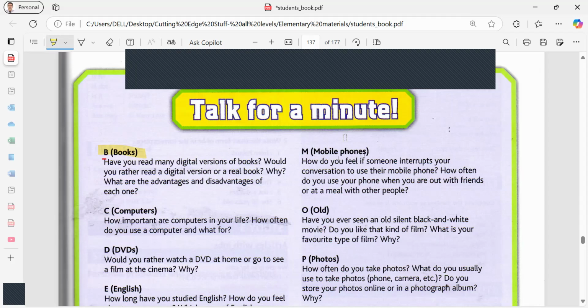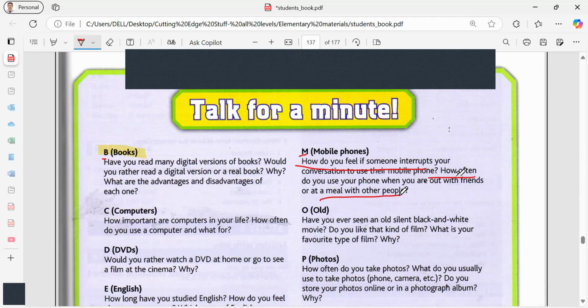Yes. So which letter did she choose? The letter M. So the letter M covers, I think, 2 questions, right? How do you feel if someone interrupts your conversation to use their mobile phone? How often do you use your phone when you are out with friends or at a meal with other people?